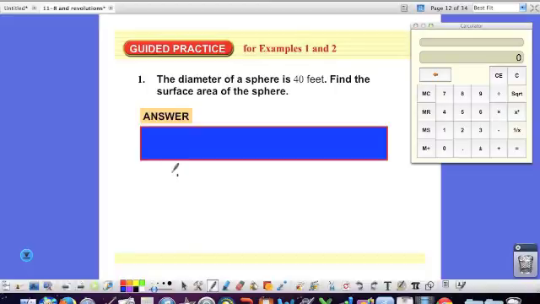Ryan, do you remember the formula for surface area of a sphere? No. 4 times pi. Okay, you can do this part. Would our radius be squared or to the third if we're talking about surface area? Squared. So the diameter is 40 feet. If your diameter is 40 feet, Ryan, what is your radius?